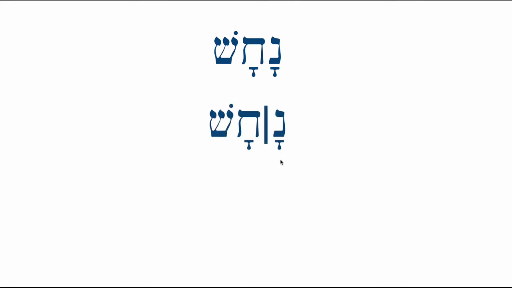Nachash. The first syllable is open. It has a consonant and a vowel. It's unaccented, so that's a full syllable. And most words are accented on their final syllable, so it's allowed to have a long vowel.